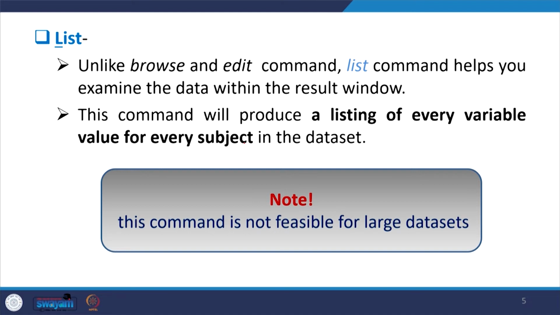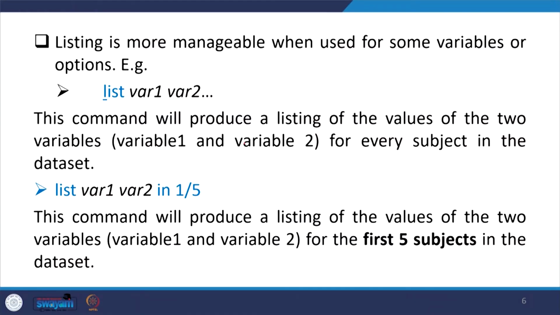One note we need to give you, that this command is not feasible when your data set is very large. When your display outcome is going to be very large, it's better not to use this command. Next, listing is more manageable when used for some variables or options. So if it is specific, that is perfectly fine. If options are given, then list is fine. This command will produce a listing of the values of two variables for every subject in the data set.